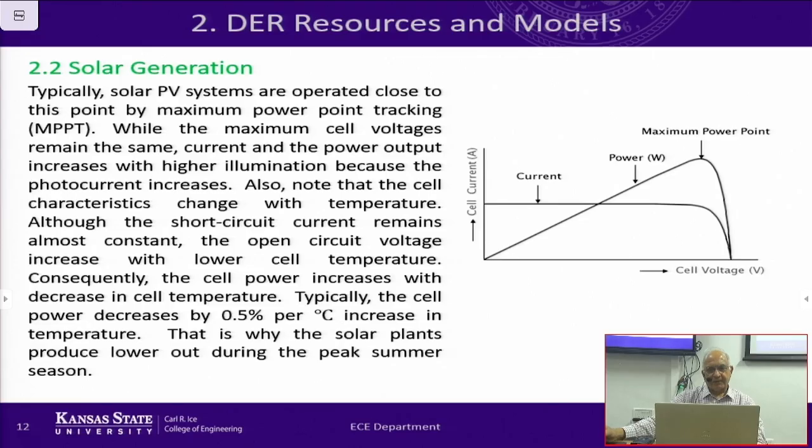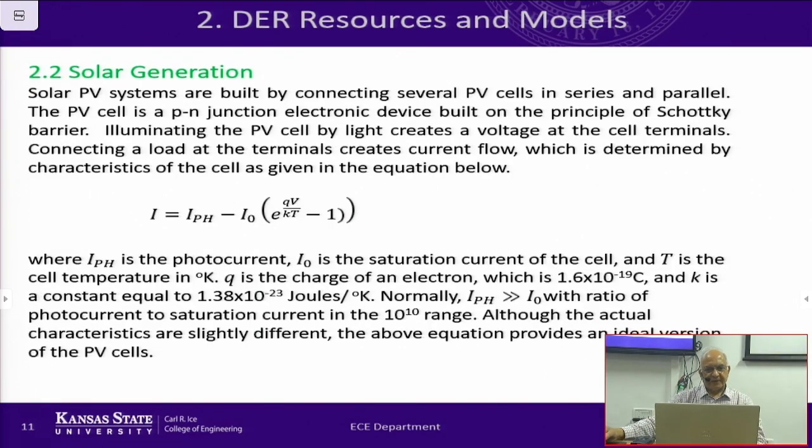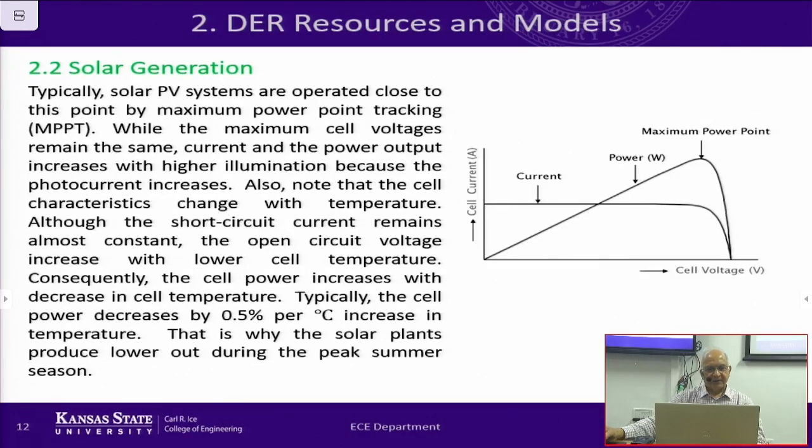Now, one drawback of solar panels is that the output is a function of the temperature. So if the temperature becomes higher, then you can see from the previous equation, where T is the temperature, that it will reduce the output of the solar panel. Basically, the cell power decreases by 0.5% per degree Celsius increase in the temperature. So in the winter time, when it's cold, you get better output from solar. In the summer, when it gets very hot, the output of the solar panel decreases.